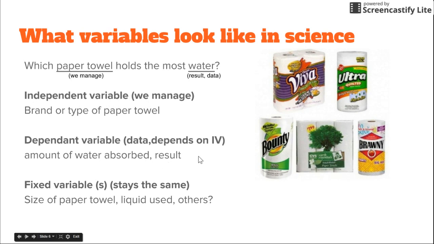So the result depends on the type of paper towel we use. The fixed variable would be the size of the paper towel or the liquid used. If we have a larger piece of paper towel, it's going to hold more liquid. So we don't want that messing up our experiment. We keep all the sizes the same. The liquid used.